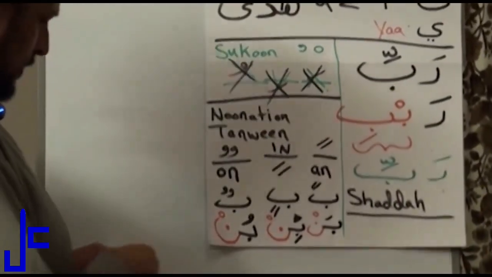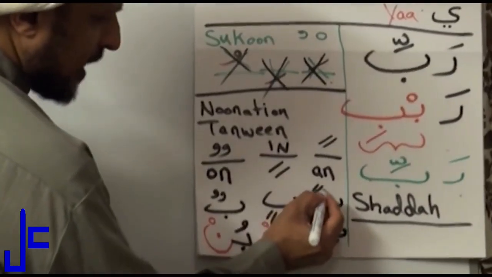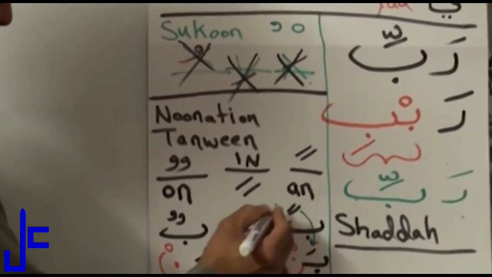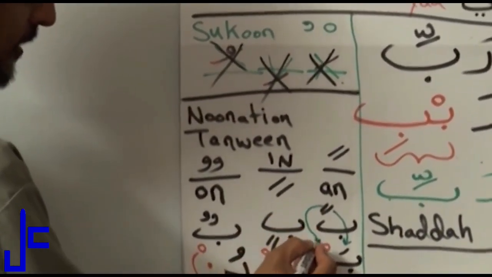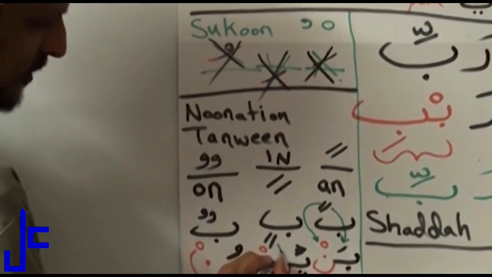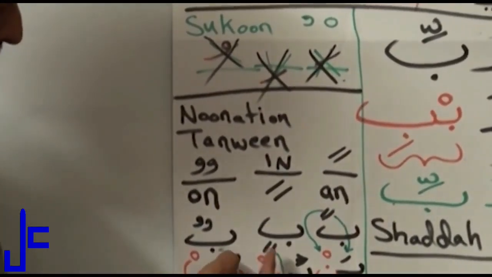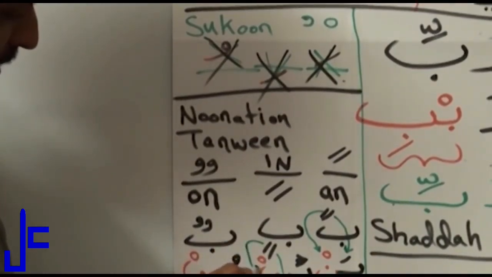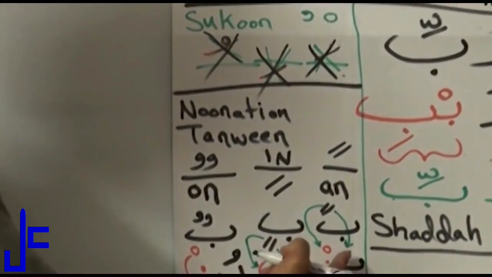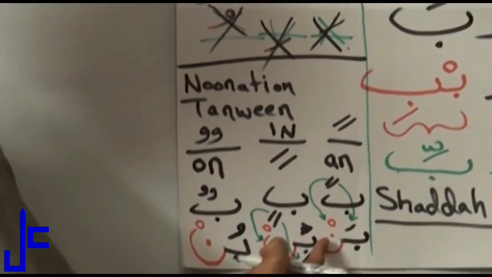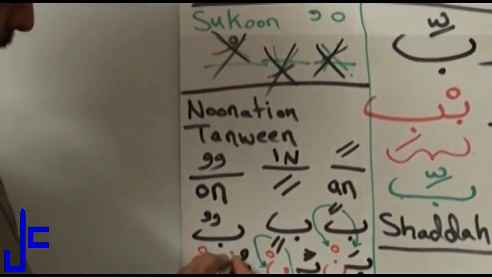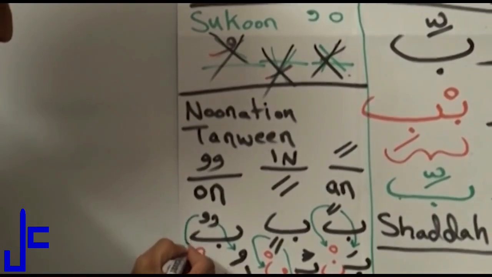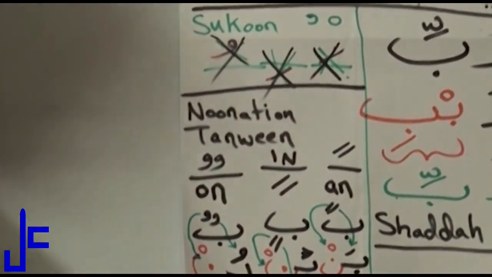Let me use the green. So one sign is ba, another sign is silent noon. One sign is b, the two kasras, two e sounds. Another sign is not an e sound, another sign is silent noon. So ba plus silent noon, ban. Bi plus silent noon, bin. Bu plus silent noon, bun.